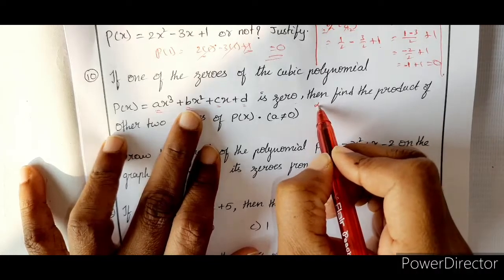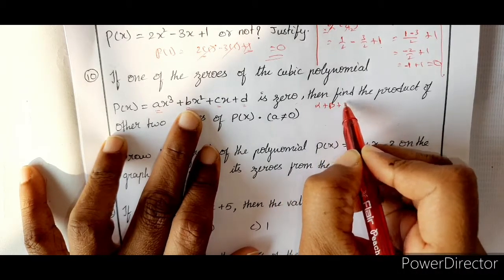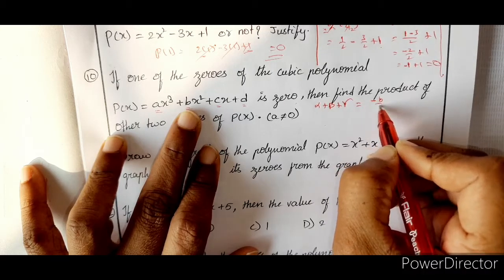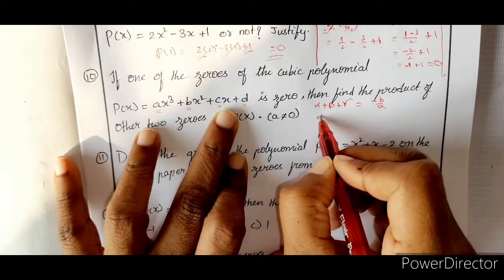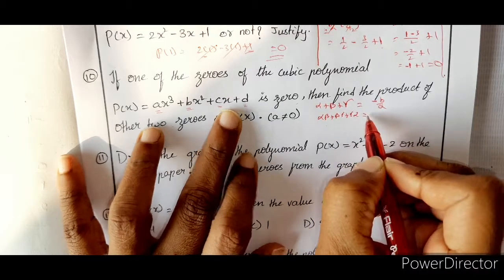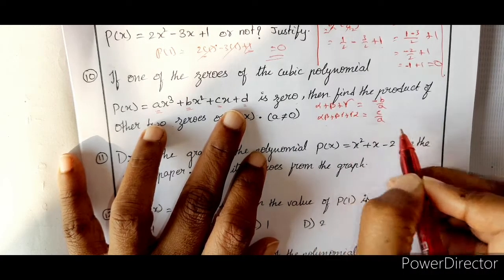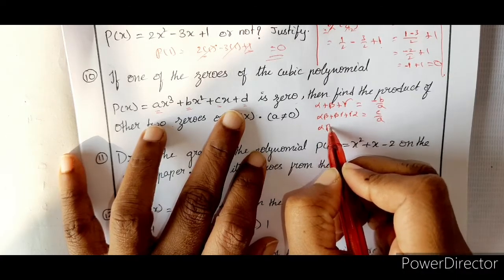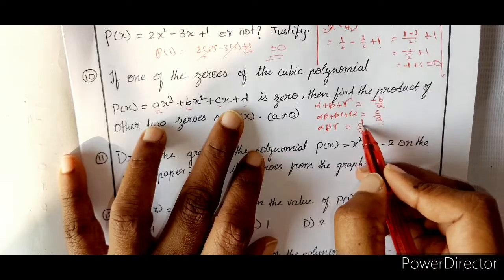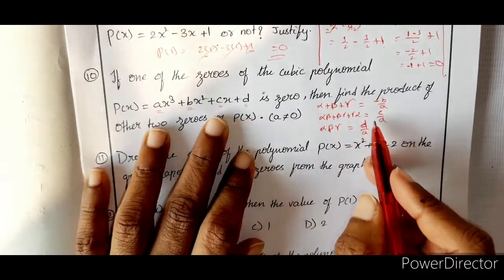We have alpha, beta, gamma as the roots. Then alpha plus beta plus gamma is equal to minus b by a. Next, alpha beta plus beta gamma plus gamma alpha is equal to c by a. And finally, alpha beta gamma is equal to d by a. So these are the important relations that you have.